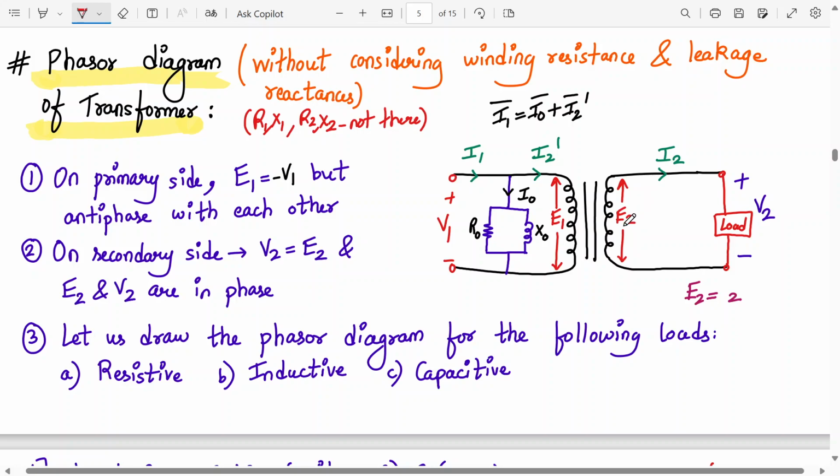Then we have a mutually induced EMF E2. Then we have a secondary voltage V2, and here we have a secondary current I2. Here we have a current I2 dash, which is given by I1 minus I0. Okay. So please draw the diagram. They rarely ask this phasor diagram, but we are discussing it. Sometimes they ask the phasor diagram without considering winding resistance and leakage reactance also. Remember here I1 is I0 plus I2 dash.